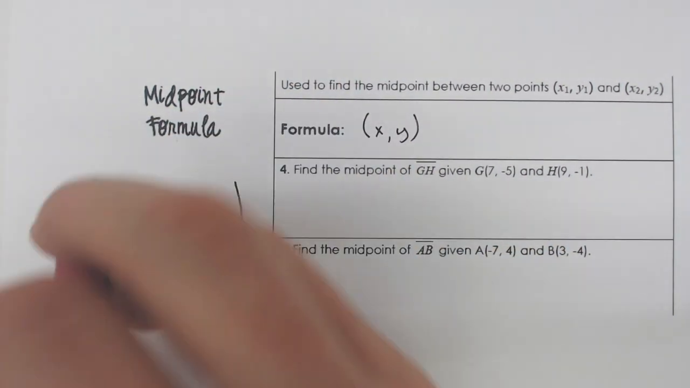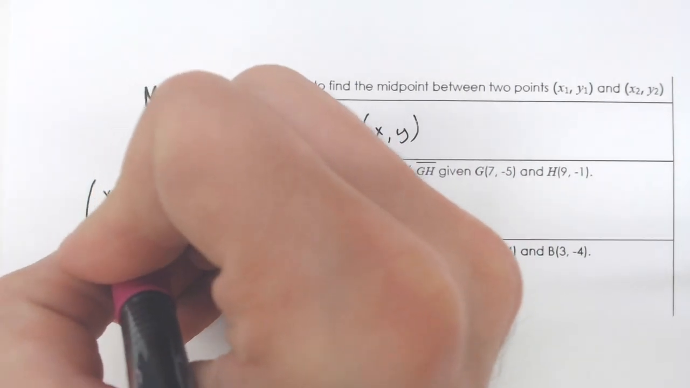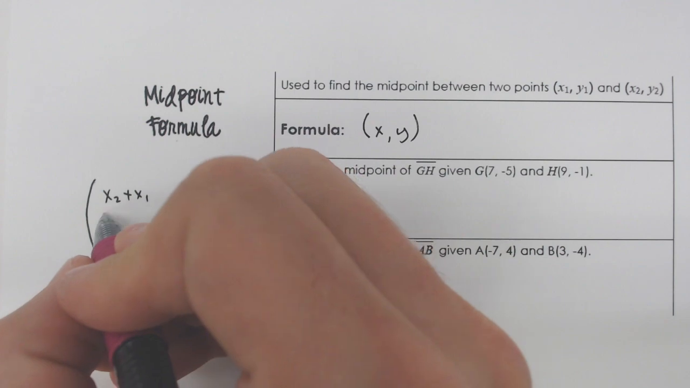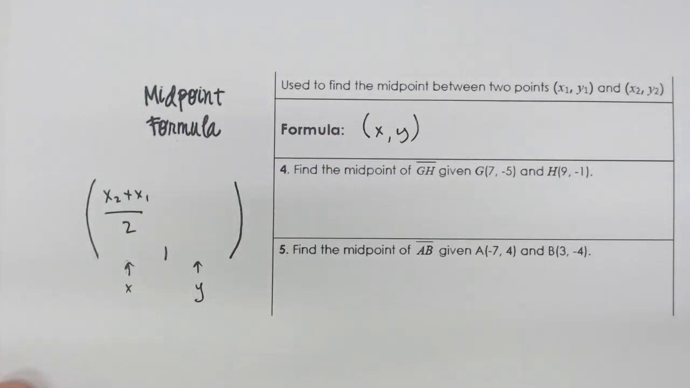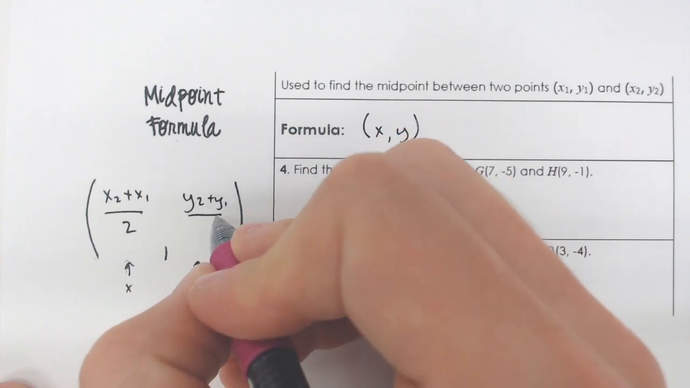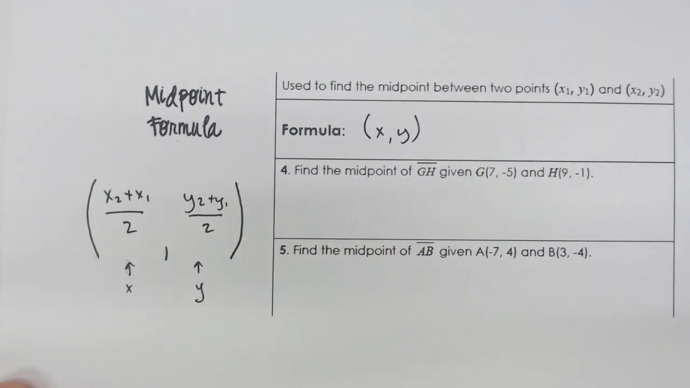The formula is really easy. You add your x's, so x2 plus x1, you add your x's and divide by 2. And you would add the y's and divide by 2. I highly recommend you remember the formula as add x's, divide by 2. Add y's, divide by 2. That's the formula. There's nothing special about it.